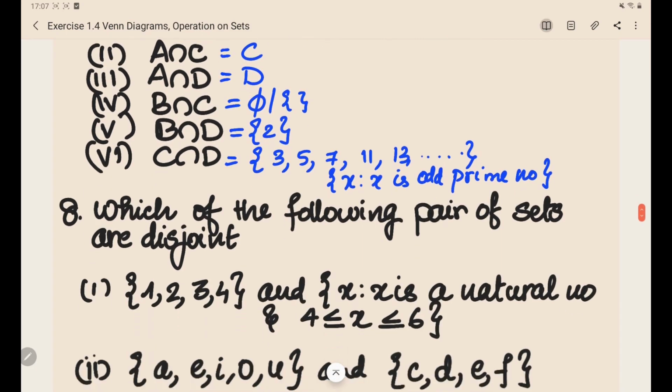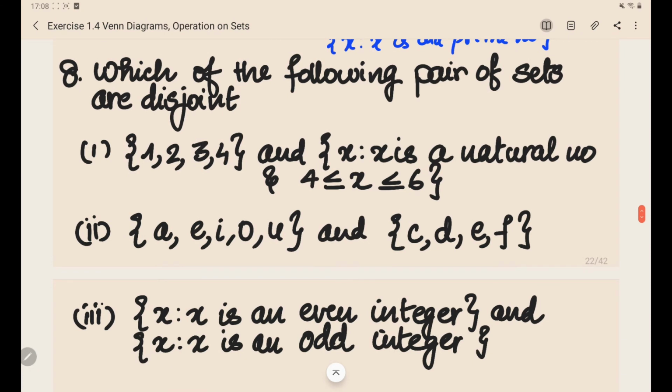Okay, now let's discuss the 8th problem in it. Which of the following pairs of sets are disjoint? We have to find which sets are disjoint and joint sets. What are joint sets?